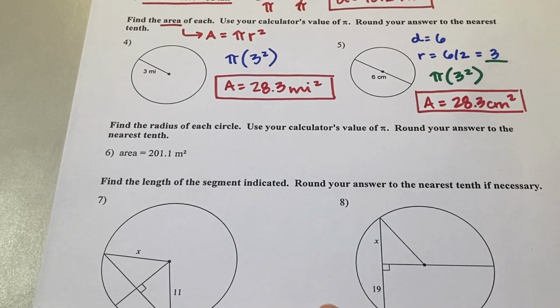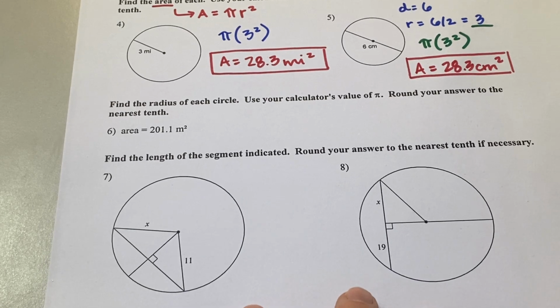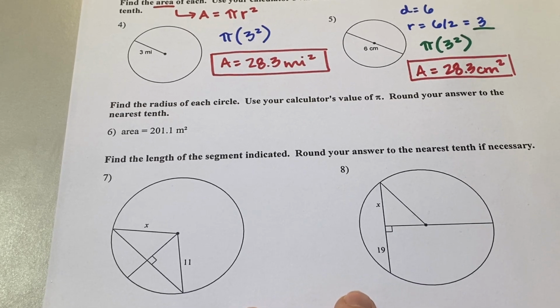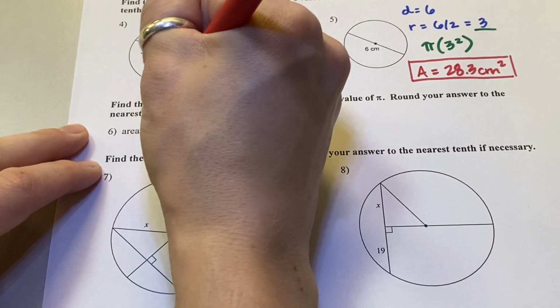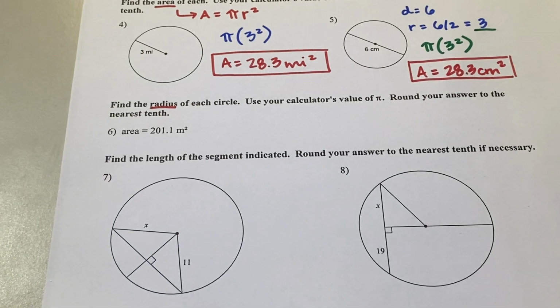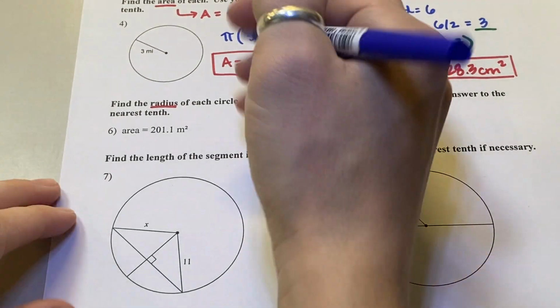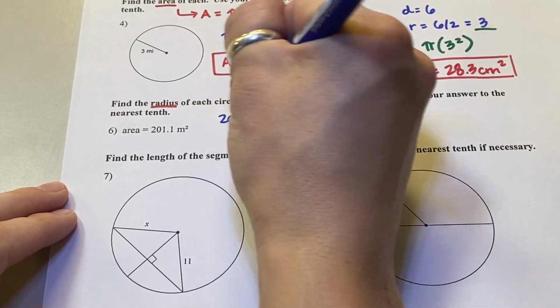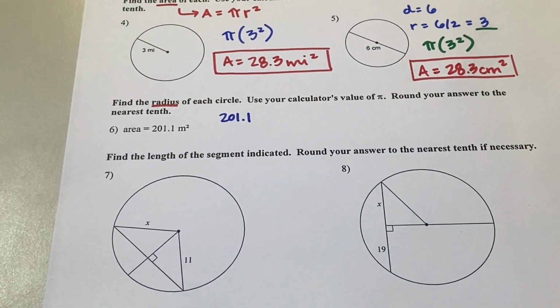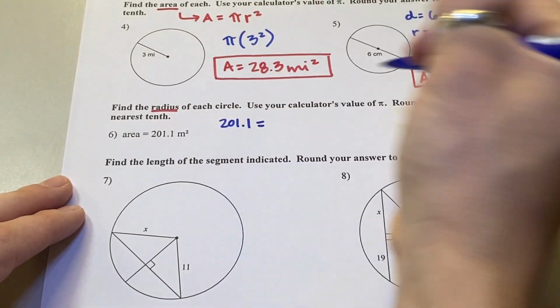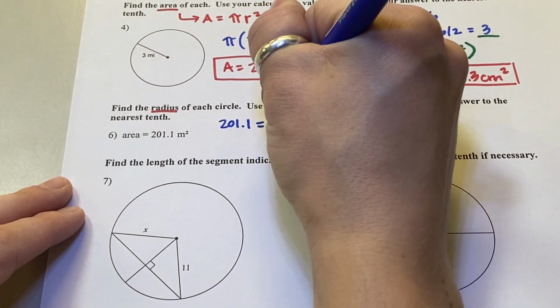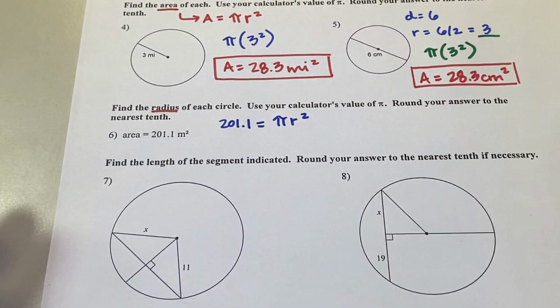Okay, for number 6, what are we trying to find here? We already have the area. We're trying to find the radius. So this means, again, we are going backwards. The area of this circle is 201.1. It's okay, this is a decimal. Steps are still the same. 201.1 equals our formula, pi r squared.